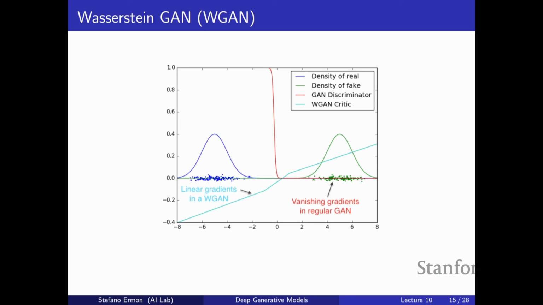Because the red curve is too flat. And so it's very tricky to actually get this model to learn how to push the data points, the fake data points, towards the right. But if you think about the Wasserstein GAN critic, which is just the discriminator, it's almost like a linear function. It's this light blue curve.